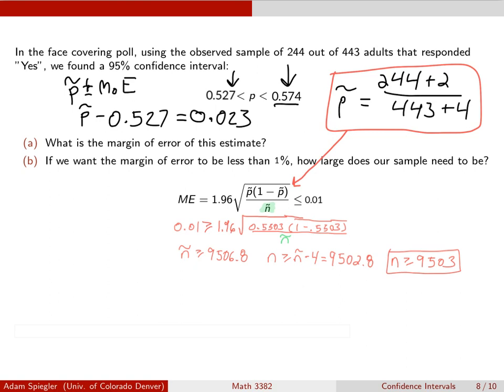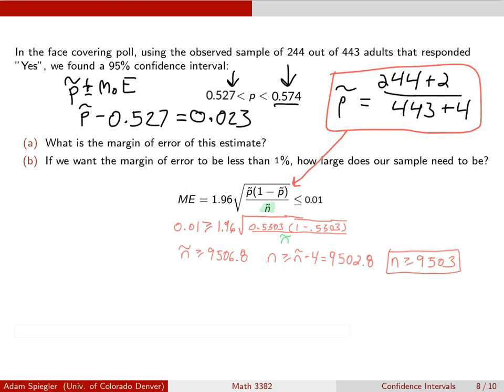So that's where the 9,503 came from. So to decrease the margin of error from a little bit more than 2% down to 1% means we would need to change our sample size from 443 all the way up to 9,503 people. And that's a lot of people to include in a survey. But at least that tells us what the benchmark would need to be if we wanted to reach that threshold of having a margin of error at most 1%.